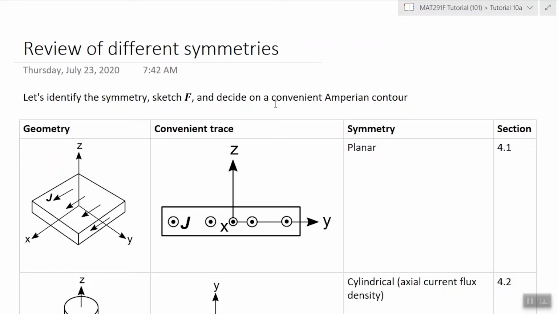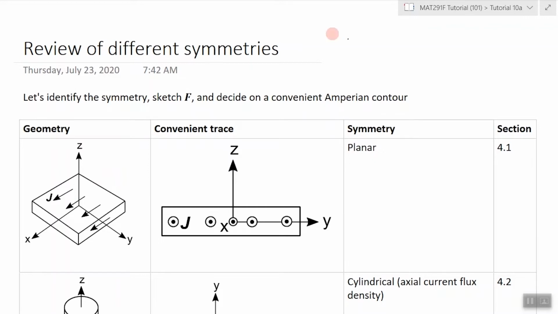Let's start by reviewing some of the different symmetries. I'll show you several geometries, most of which appeared in the notes for reading assignment 5. For all those symmetries, I'm going to discuss what kind of symmetry is present, and I'll sketch the field and also show you what a good choice of Amperian contour is for applying Stokes' theorem.